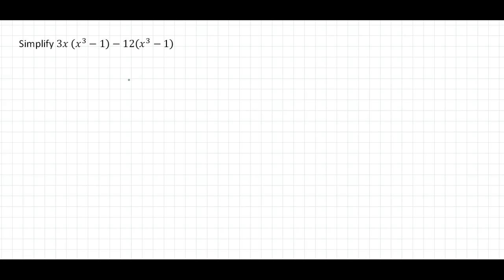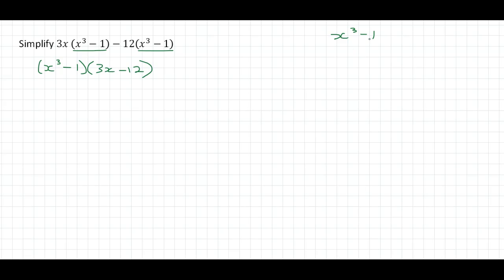Now let's look at this example here. We're starting with this expression. So we have 3x multiplied by (x cubed minus y) minus 12 multiplied by (x cubed minus 1). So let's go ahead and take note of our greatest common factor. That's going to be x cubed minus 1. So we're going to write this as (x cubed minus 1), and then our other factors are (3x minus 12).